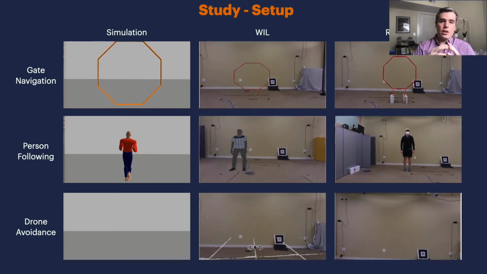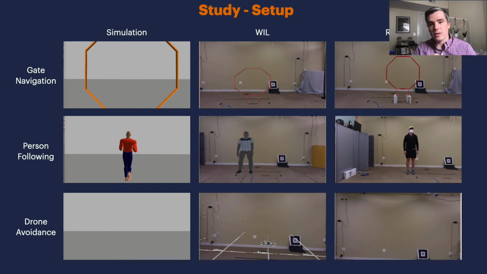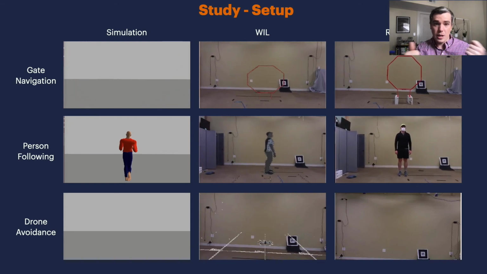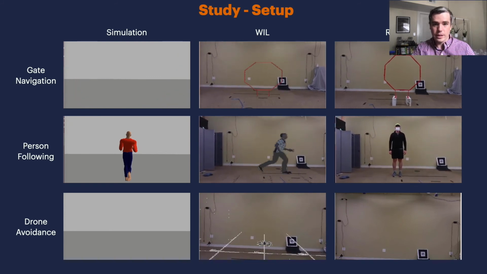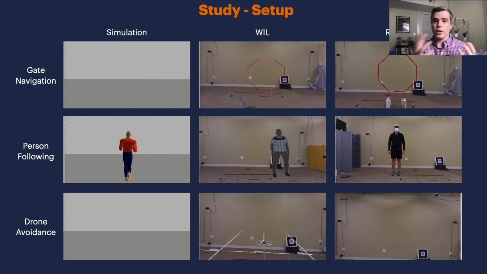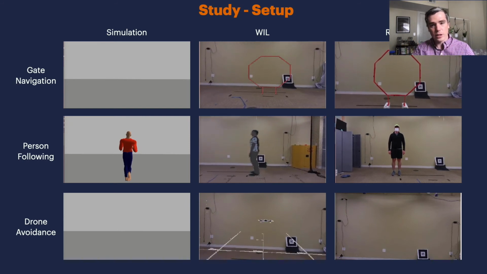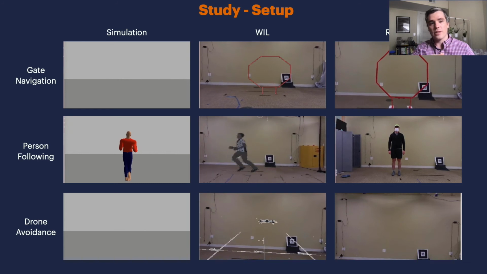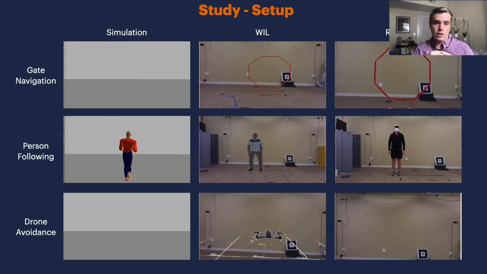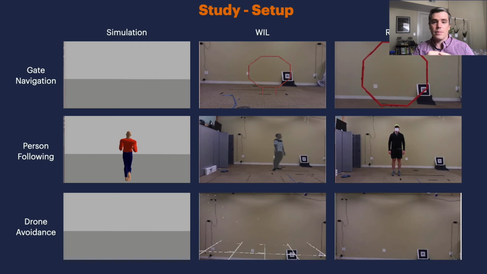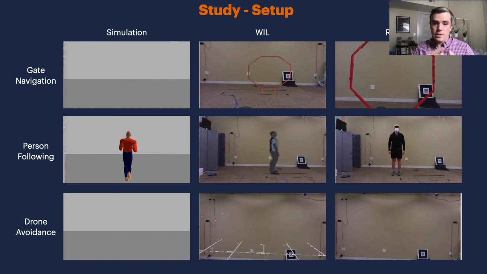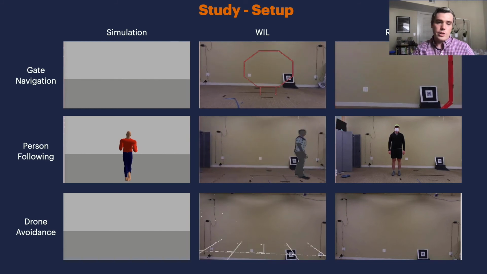Here you can see the results from world-in-the-loop simulation, which contains both parts of simulation as well as parts of reality. So, for example, in the gate navigation, you can see the real world, but you can also see a simulated gate. In the person following, you have the real world. However, instead of a real human, you have a simulated one. And then finally, right at the bottom, you have the drone avoidance, where you can see a simulated drone instead of a real one.